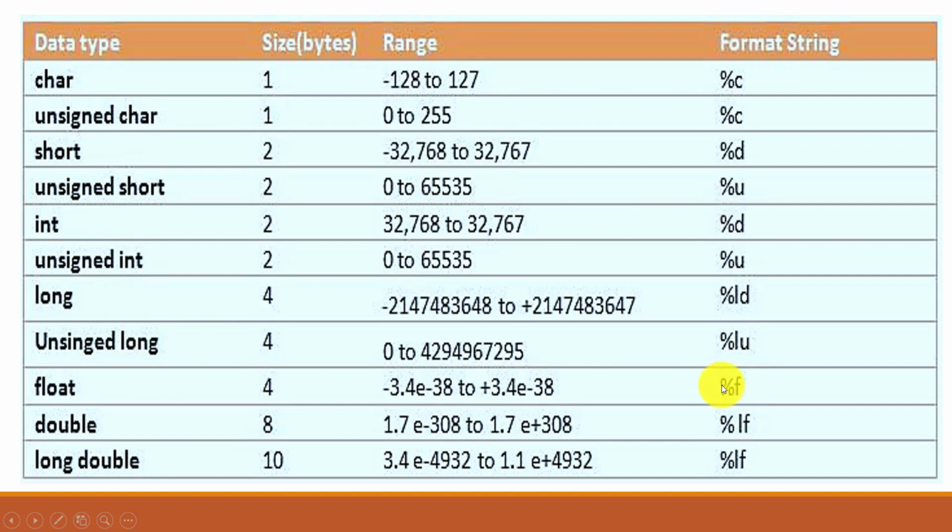So this is all about the data types, and void, which is no value or a null value. So this is all about the basic data types in C programming.